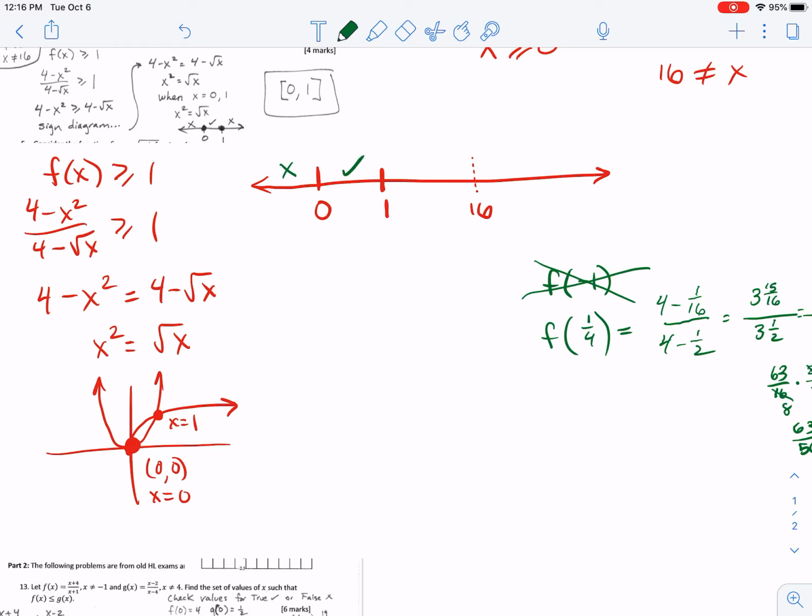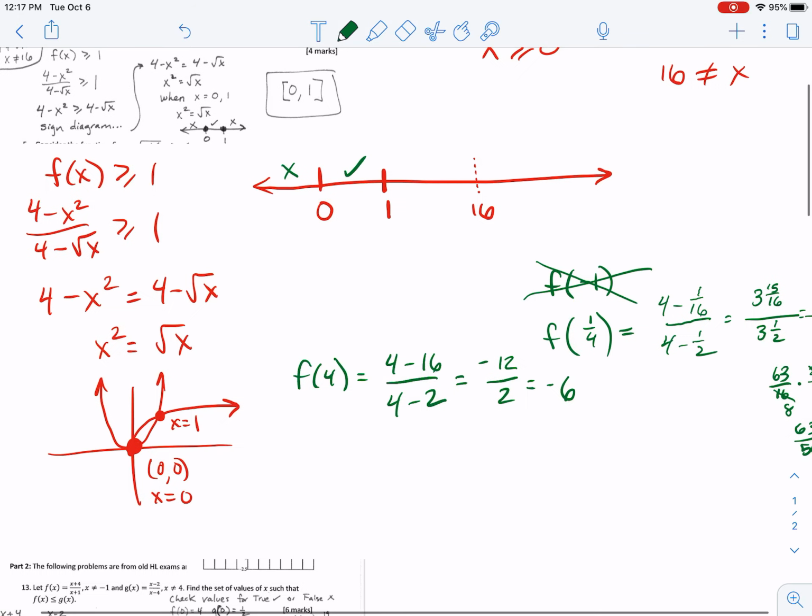Now let's try something. Let's plug something in this interval right here. I want a perfect square because I'm going to have to take the square root. So let's say f of 4. If I say f of 4, I have 4 minus 16 over 4 minus 2, once I square it and then square root it. This gives me negative 12 over 2, which is equal to negative 6. Negative 6 is not greater than or equal to 1, so that is false.